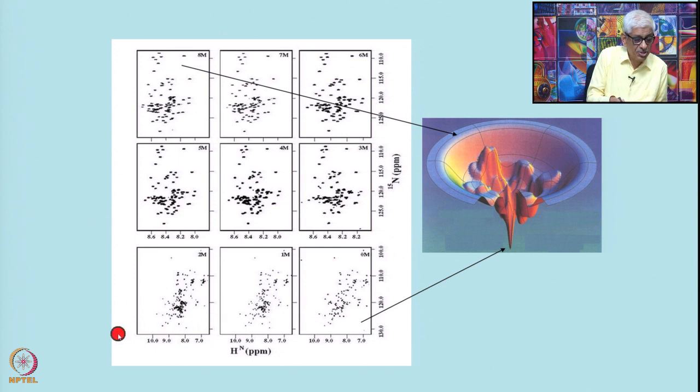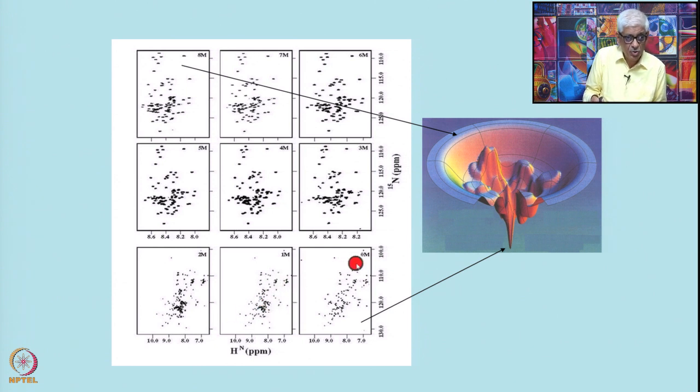The spectral dispersion has already increased quite a lot, compared to this spectral dispersion, which was only 0.4 ppm. You see these ones are small tiny dots, and here there is even more increase, and the peaks are becoming even sharper, and you are starting to see a greater dispersion along the amide proton chemical shifts.